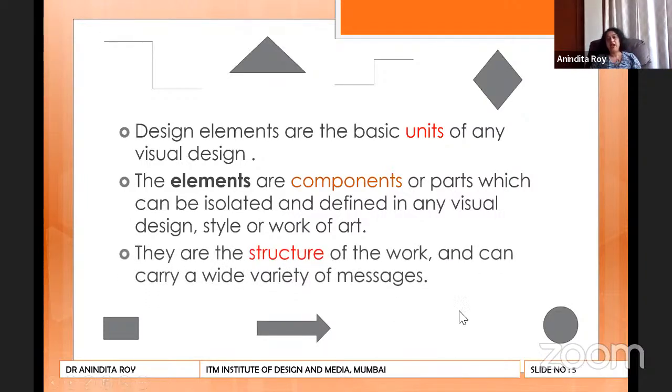So your mind starts working. And for designers, the working of your mind is very, very important. So what do we do with these elements? We structure our designs, right? We can say these elements are the structure of the work we are designing, we are creating. And these elements also carry a very wide variety of messages. We'll see how that can be identified, and how you can use these elements to avoid mistakes also. Sometimes elements wrongly used can convey a wrong message. That is also a very important thing, because you don't want to send a wrong message to your client, right? So you have to use the elements in a very careful manner.